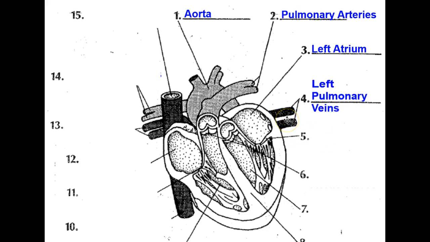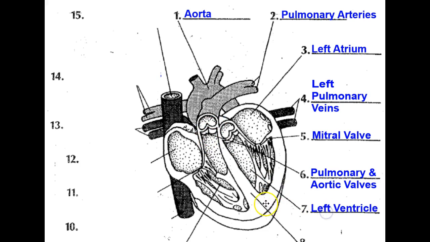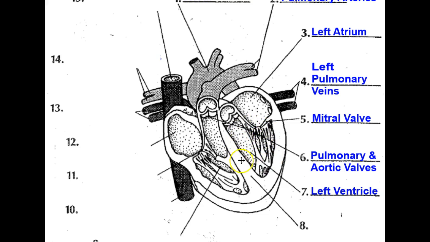Number 4 is the left pulmonary veins. These would be the veins coming back and forth between your lungs and the left atrium of your heart. Number 5, the valve between these two chambers is called the mitral valve. Number 6 over here are the pulmonary and aortic valves. Number 7, this chamber is called the left ventricle. So left atrium on top, left ventricle on the bottom.